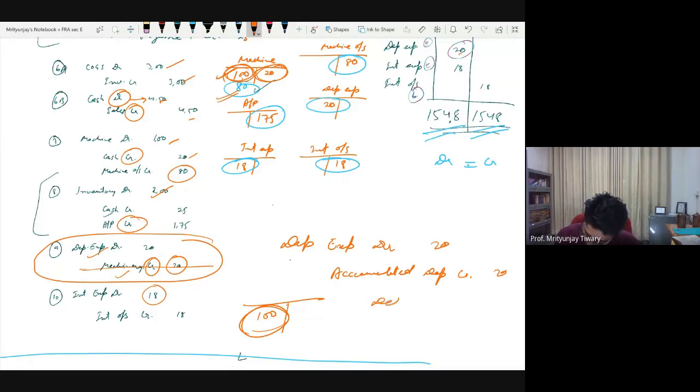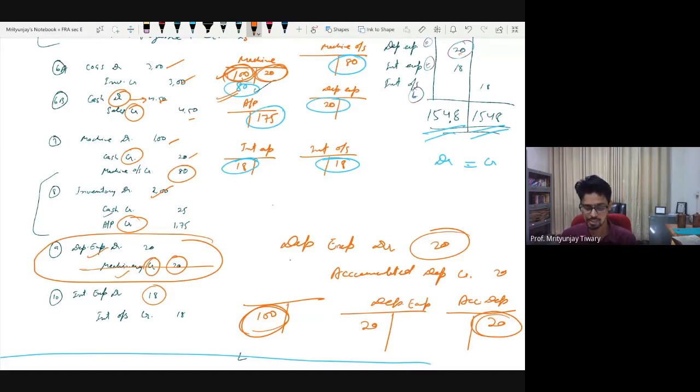What will happen in the T account of depreciation expense? In depreciation expense, this debit will come. So on the debit side, 20 lakh will come. And now I have a new head called accumulated depreciation. So this particular T account will have 20 lakh on the credit side. So basically what has happened is that instead of writing this 20 lakh rupees here, we have transferred it here. Okay, understood?